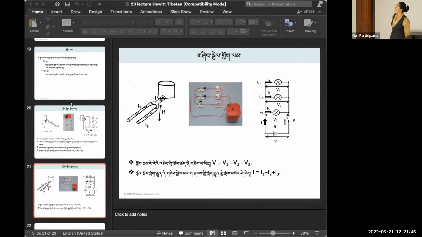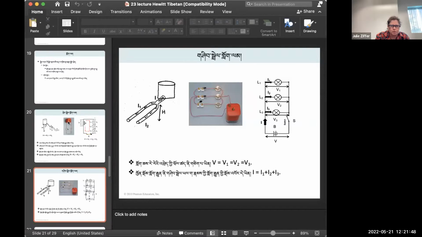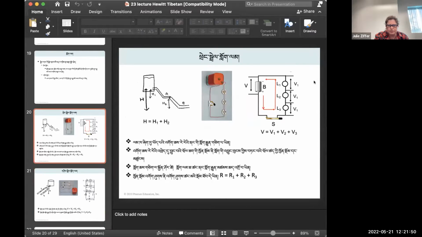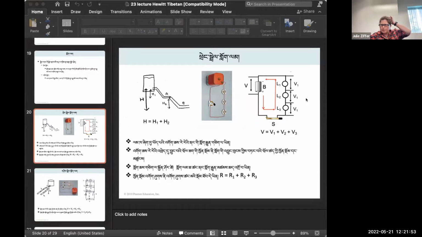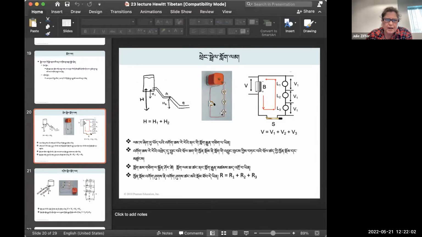Okay, so I'm going to go back to the series circuit. And so one way of looking at the series is to realize that whatever the current is at any point, if you're in series, the current is the same everywhere. Everywhere in the circuit, the current is exactly the same.